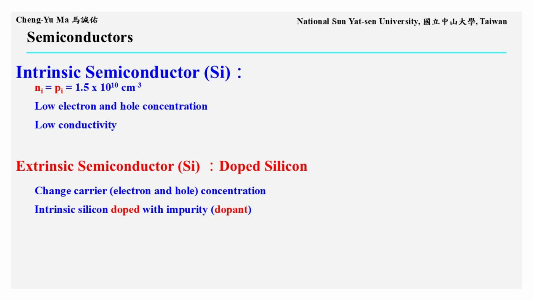In Chinese, the word impurity may sound like something bad, but that is not the meaning here in semiconductors. It simply means an element different from the semiconductor material itself. The action of adding impurities into a semiconductor is called doping, so the added impurity can also be called a dopant. A semiconductor with dopants added is called an extrinsic semiconductor.